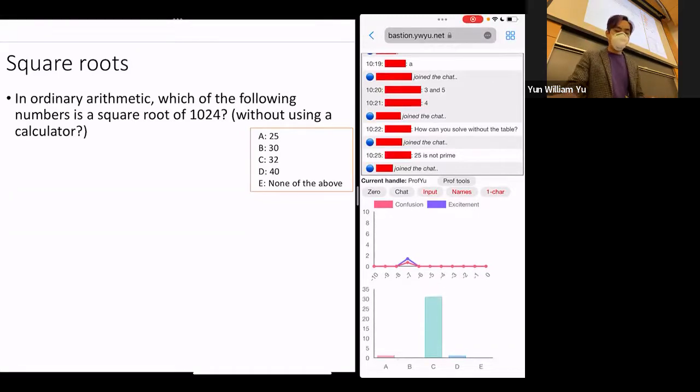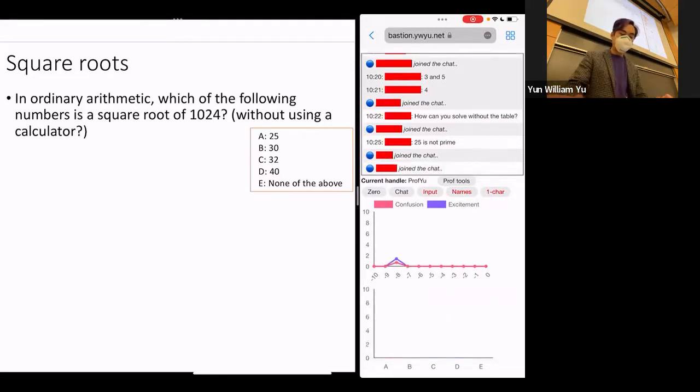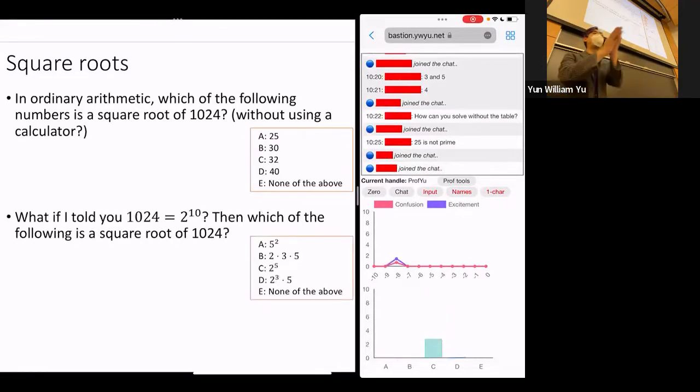But now, on the other hand, suppose I ask you a slightly different question. Suppose I told you that 1024 is equal to 2 to the 10, which it is. Then I ask you which of the following is a square root of 1024.